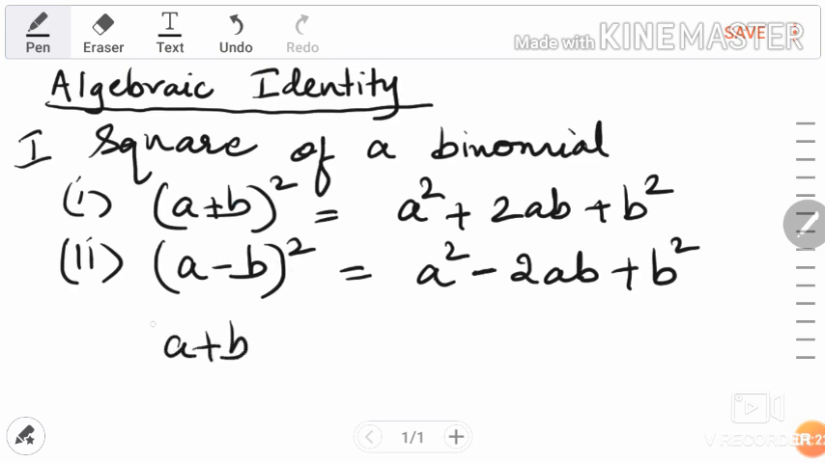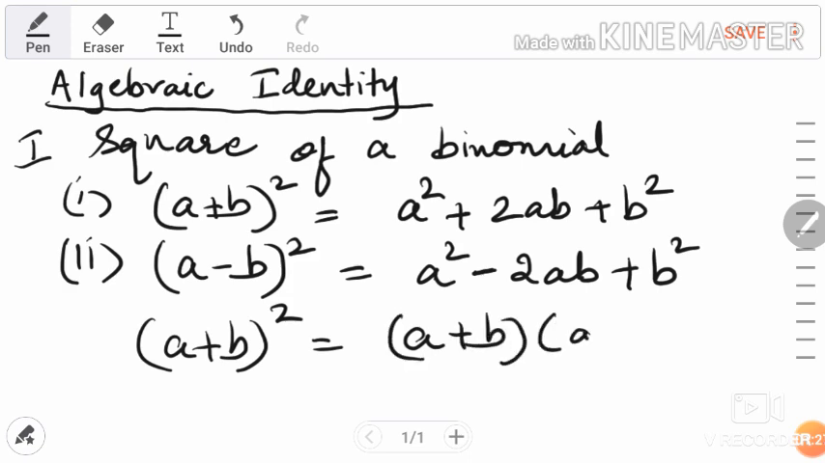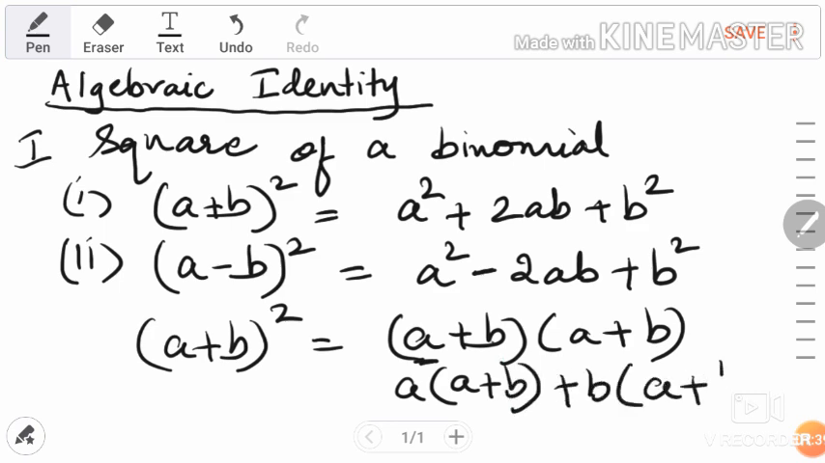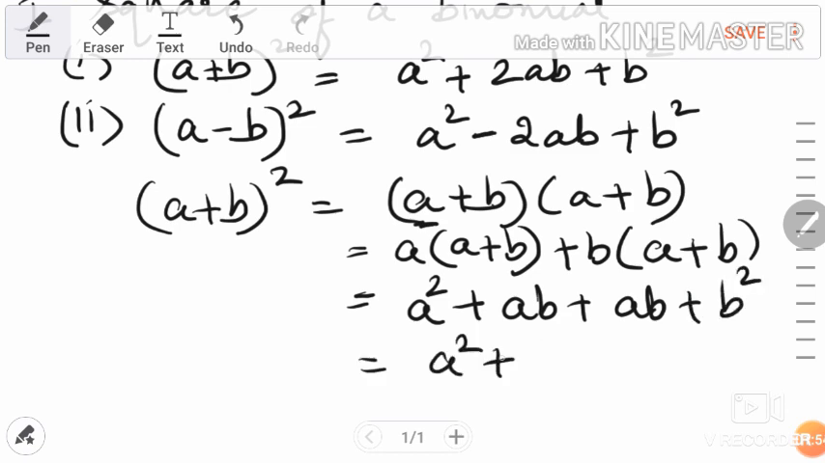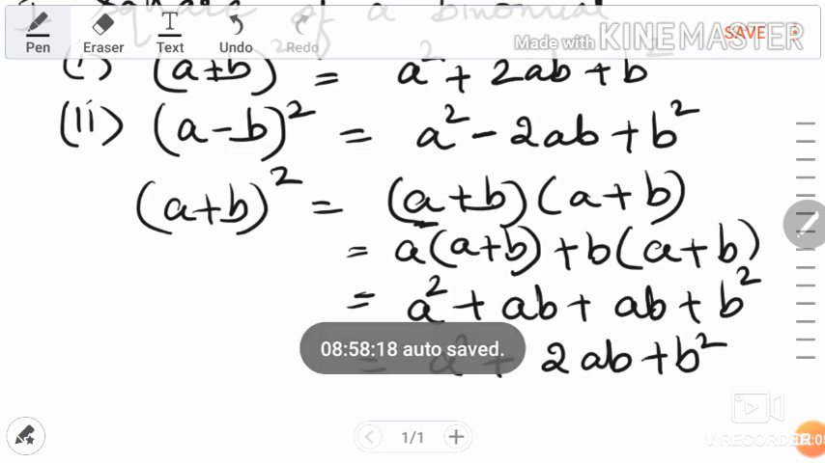A plus b the whole square means a plus b into a plus b. So what you need to do is multiply a with the second bracket, plus b multiply with the second bracket. And when you expand, you will get the right side of the identity, a square plus 2ab plus b square. Likewise, you can get the second identity, that is a minus b the whole square.